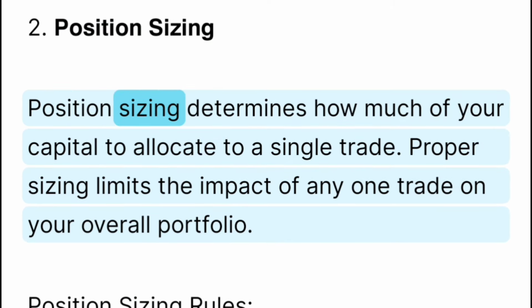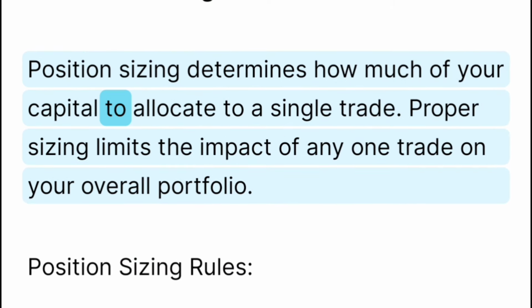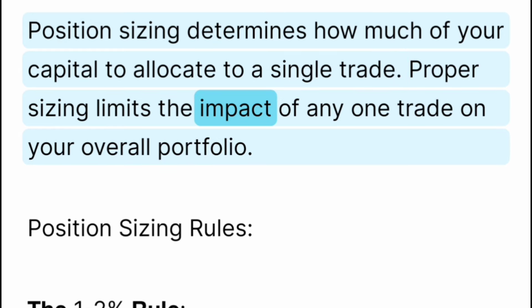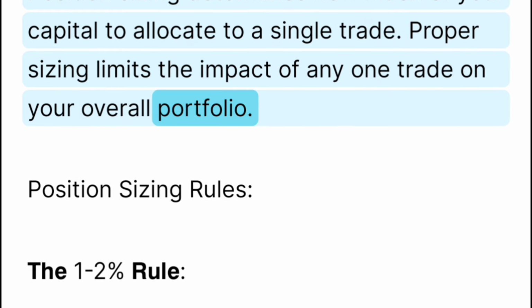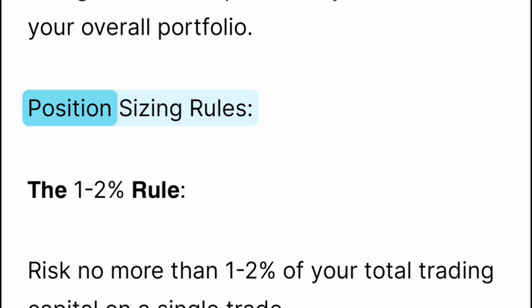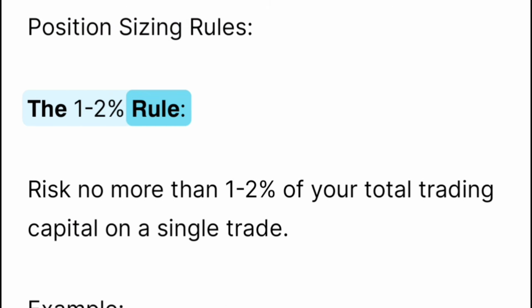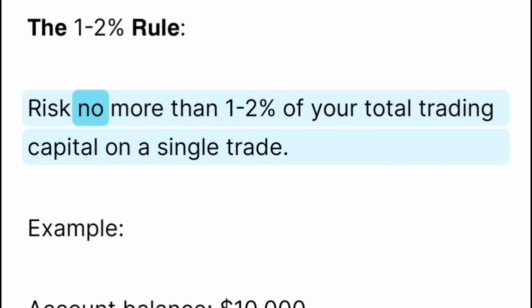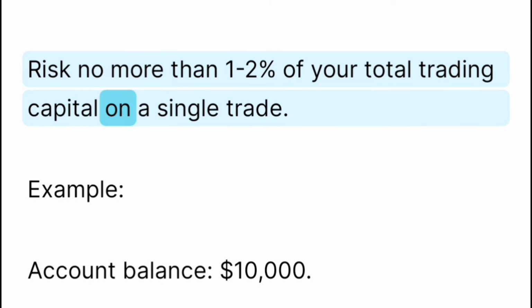2. Position sizing. Position sizing determines how much of your capital to allocate to a single trade. Proper sizing limits the impact of any one trade on your overall portfolio. Position sizing rules. The 1 to 2% rule: risk no more than 1 to 2% of your total trading capital on a single trade.